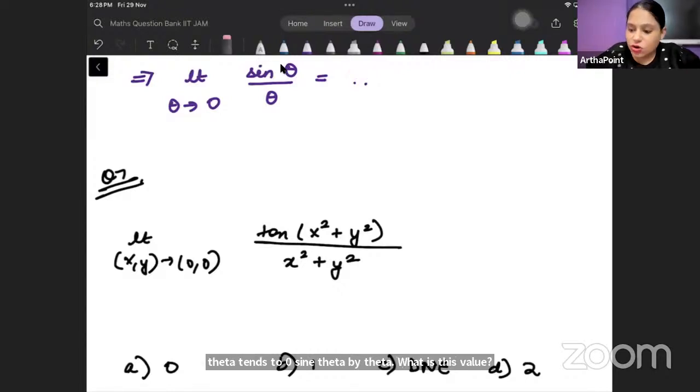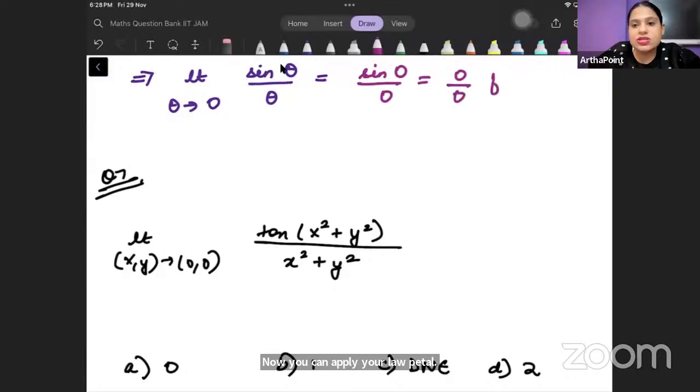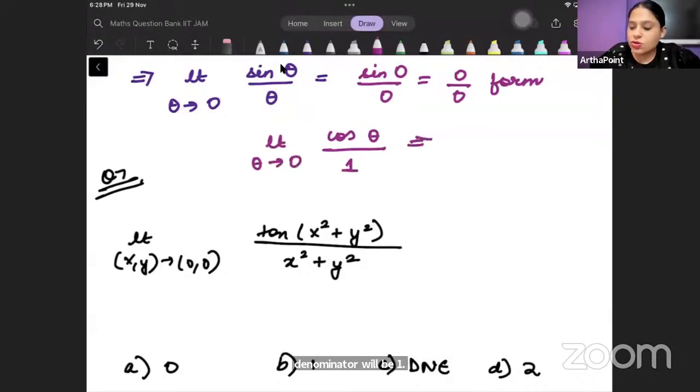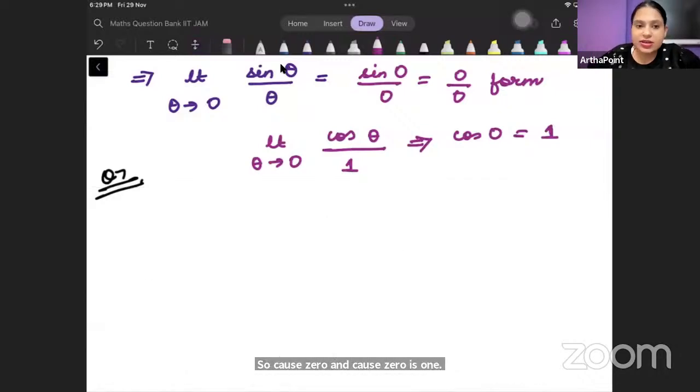Now you can apply your L'Hopital. If we look here, it will give you sine 0 by 0. Sine 0 is 0. 0 by 0 form. So you can apply L'Hopital. Differentiation of numerator will be cos theta. Denominator will be 1. Limit theta tends to 0. So cos 0, and cos 0 is 1. Always remember this rule. Always.